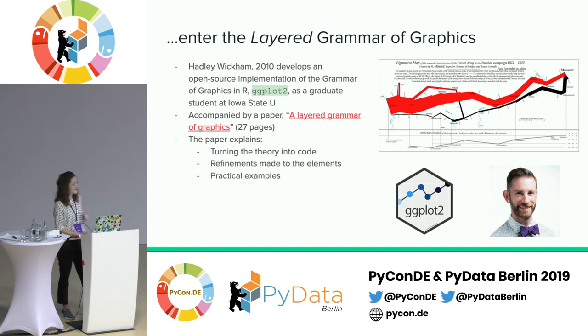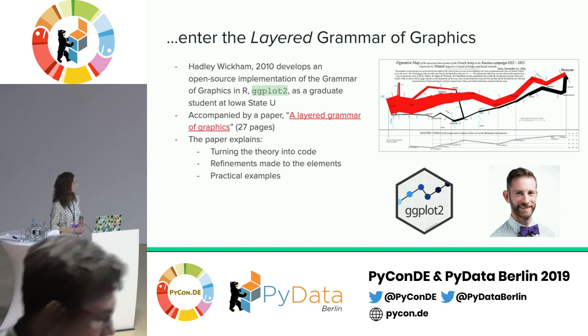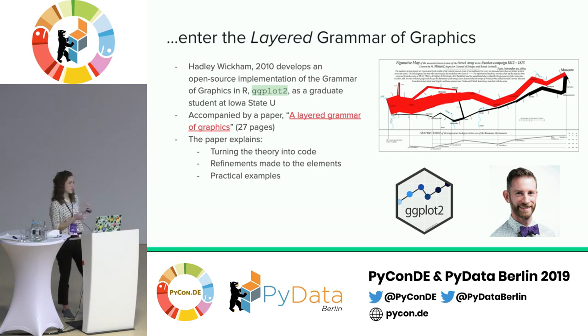Then enter 2010, Hadley Wickham, who we also heard about before, a cult figure in the R community, comes out with this paper and the package ggplot2, where he explains how we take this theory from Wilkinson and create a package out of it. How do we actually code these layers and these different elements?